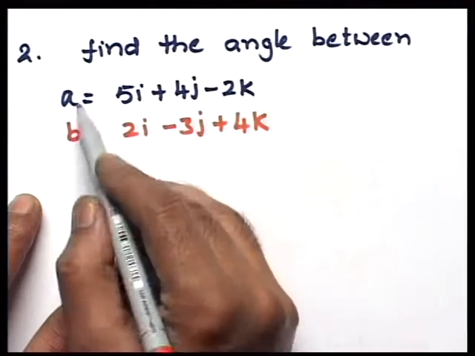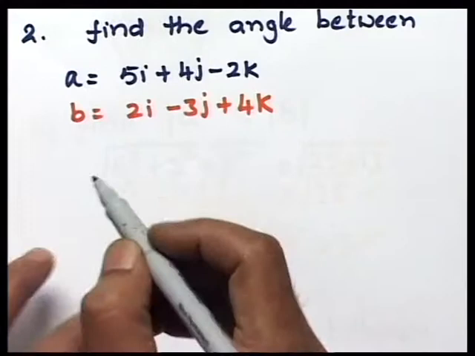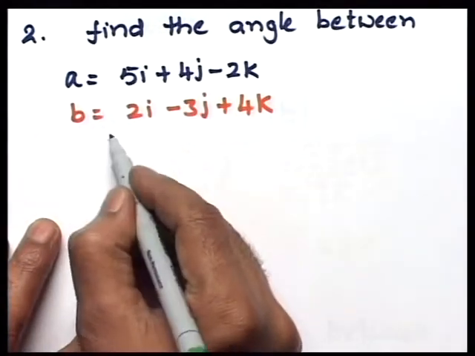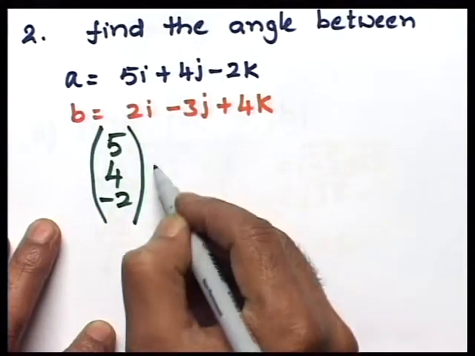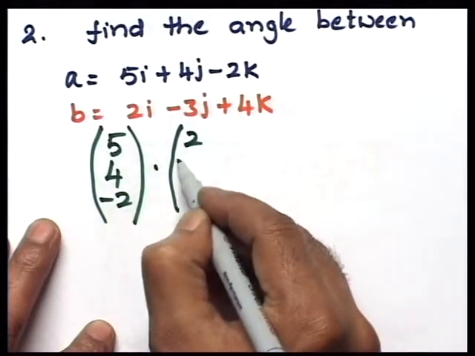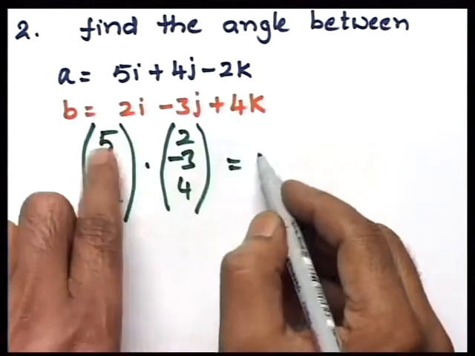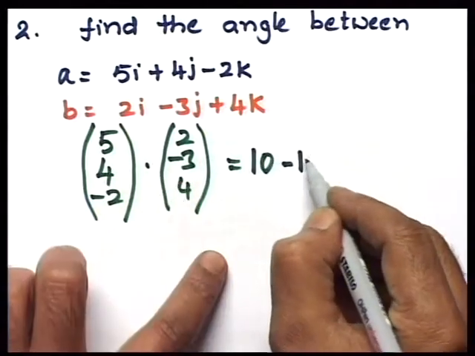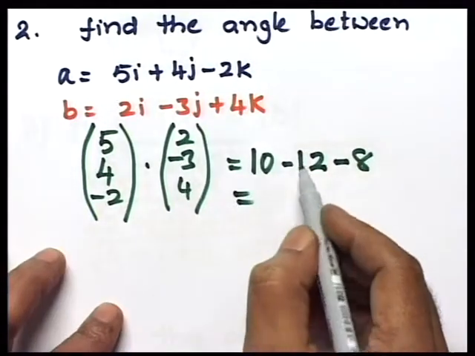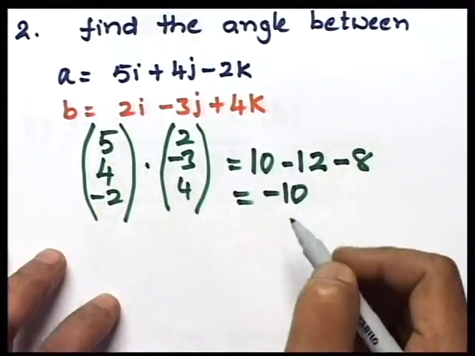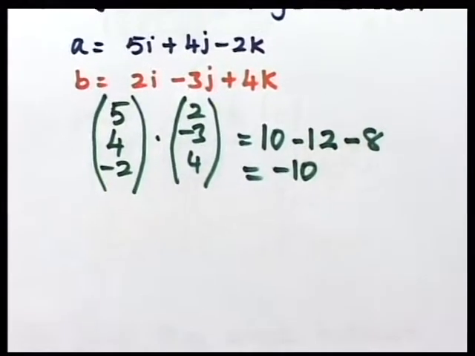Find the angle between a and b. So step 1, we'll be doing the dot product, which is 5, 4 and minus 2. Write them in one column. Dot, the second one is 2, minus 3 and 4. That's it. We simply multiply and add. 5 times 2, 10. Minus 4 times 3, 12. Minus 2 times 4 is minus 8. That's a 20 taken away, so it's minus 10. It's a negative number, so maybe the angle should be obtuse. We don't know yet.